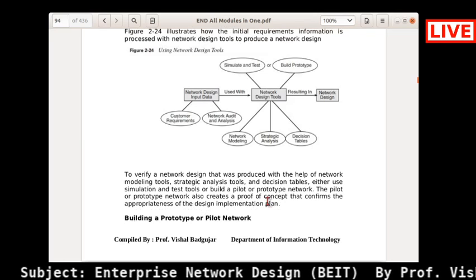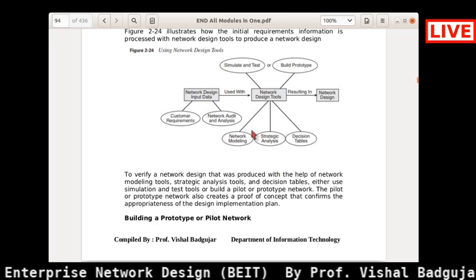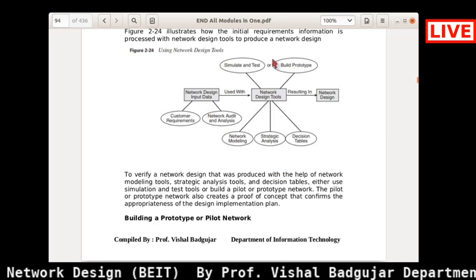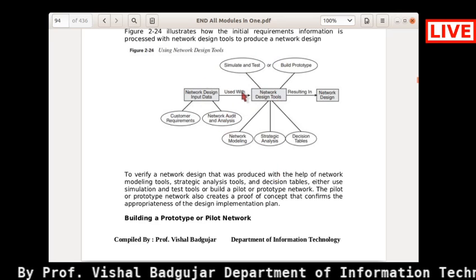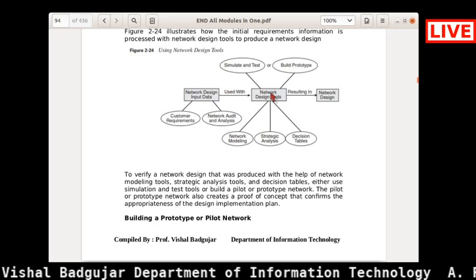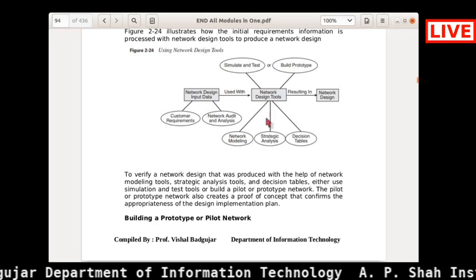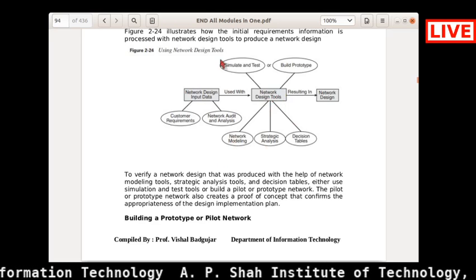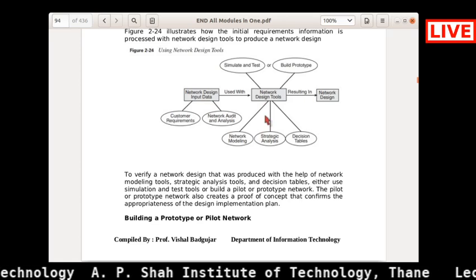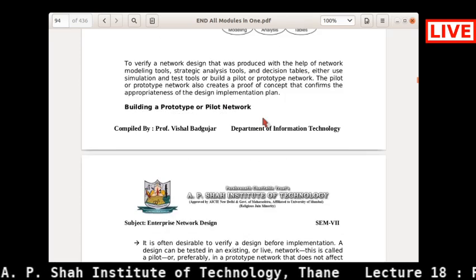So always go through the diagram first, right, and then start with their subtopics. For example, if I am seeing network design tools here, then just go one by one. For example, network modeling first, then strategic analysis, then decision tables, build prototype, simulate and test, right? So accordingly go one by one, right?